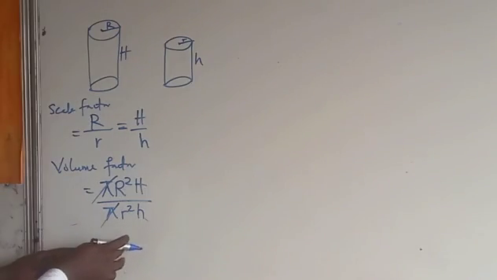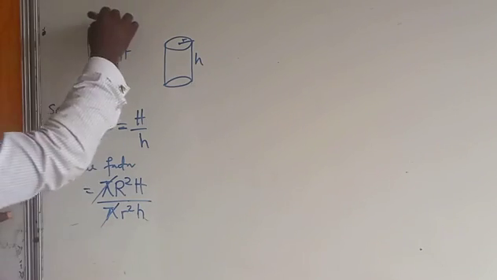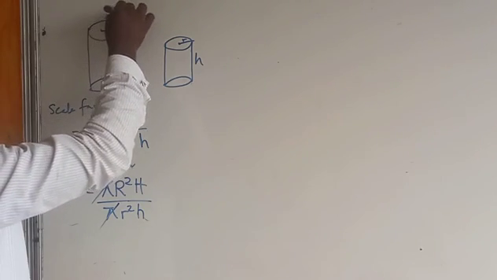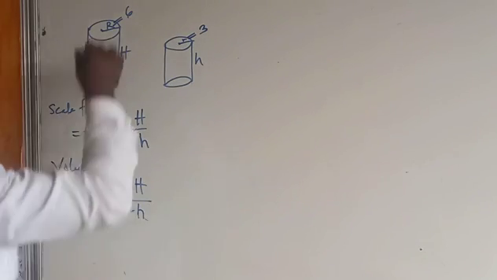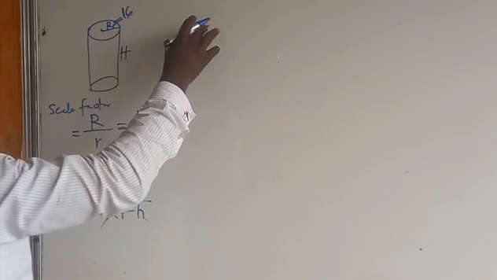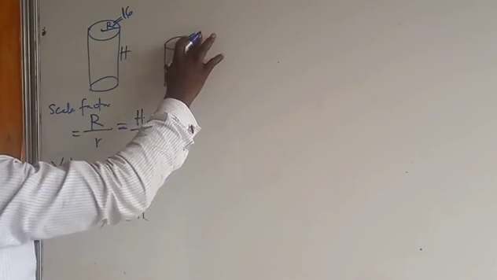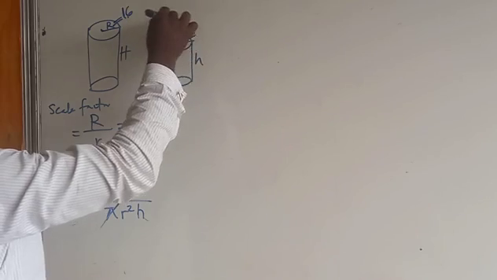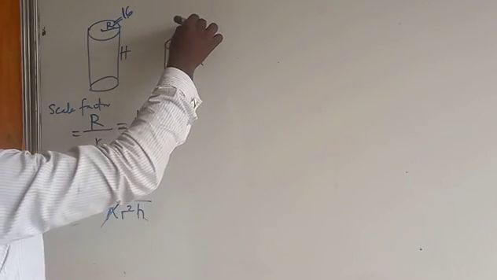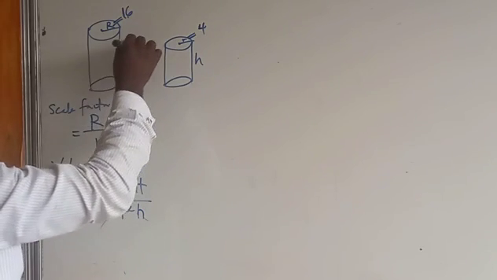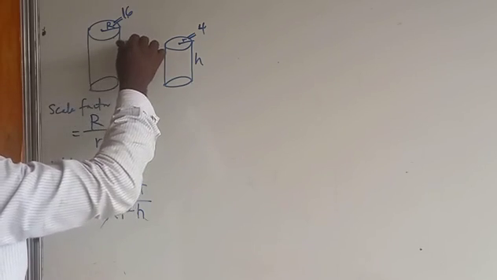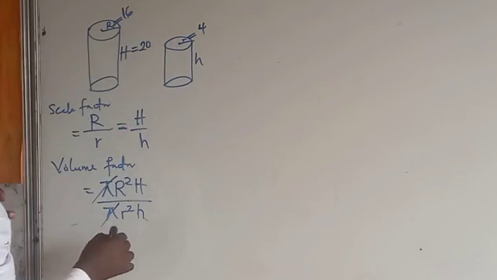So we have the volume ratio to be this. But we cannot get this until we use a typical question. So let's say this r here is 16 and this r here is 4. And let this h be 20, and this h here be 5.